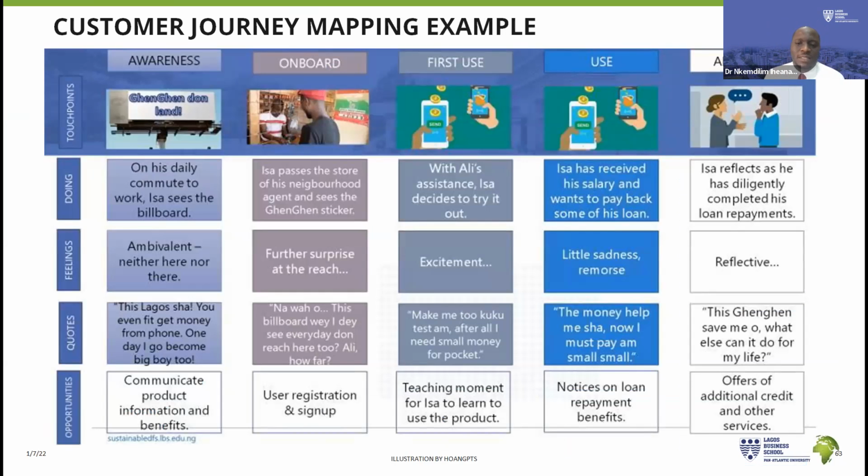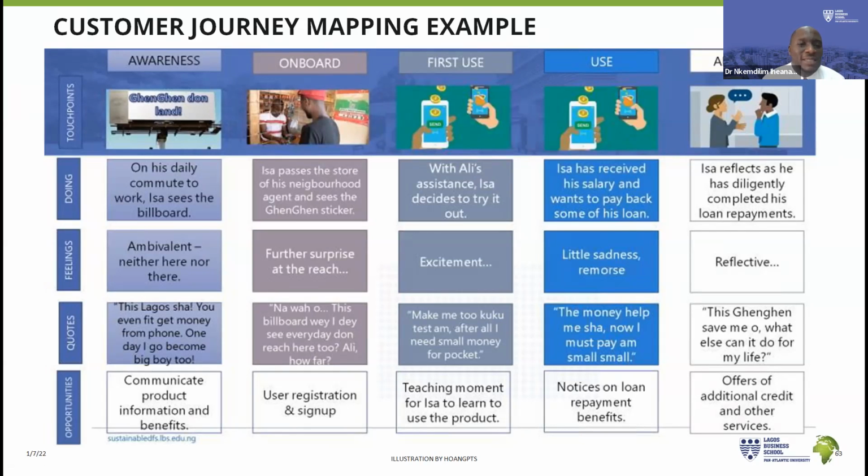So this is a typical example of a customer journey map. So this is a Nigerian product. And at the awareness stage, the touch point here defined at the awareness stage is a billboard. Now, what does the customer do?